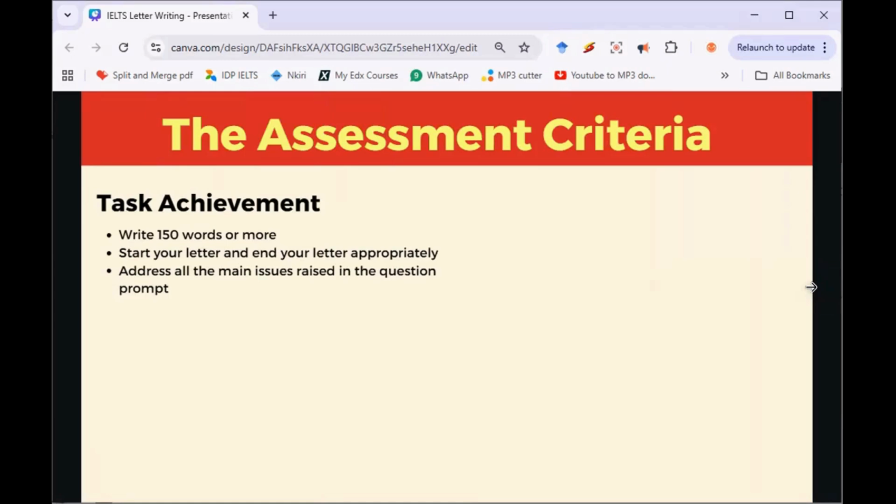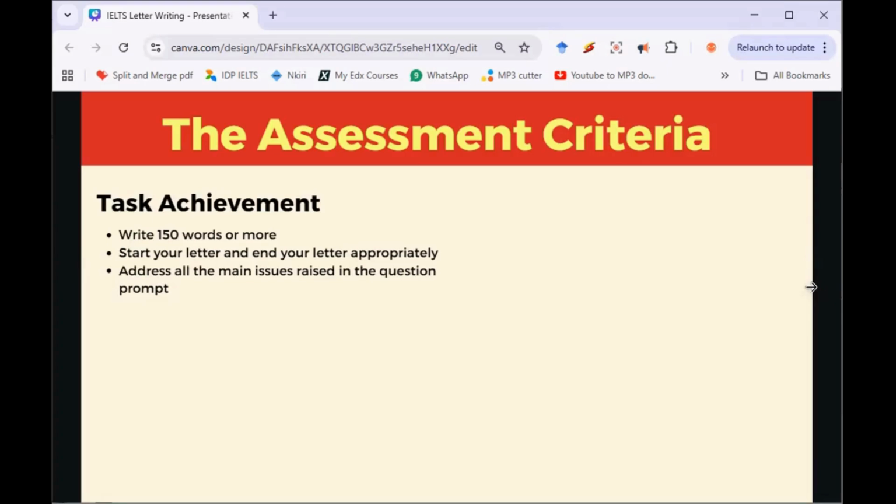There are 4 criteria. I talked about this when we were teaching the class on essay writing. Those same criteria will be applied here. Task achievement. So for task achievement, they are going to check the word limit. If your letter is fewer than 150 words, you will lose marks. Your letter must not be less than 150 words. You should write more than 150 words. That's part of task achievement.